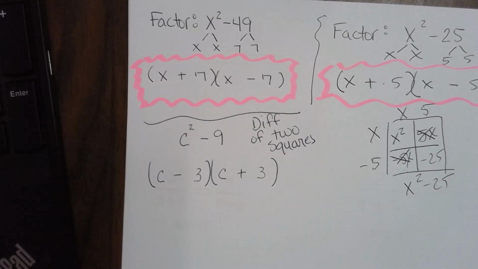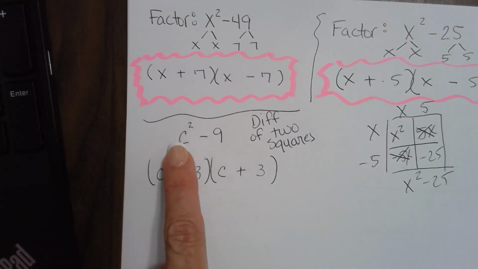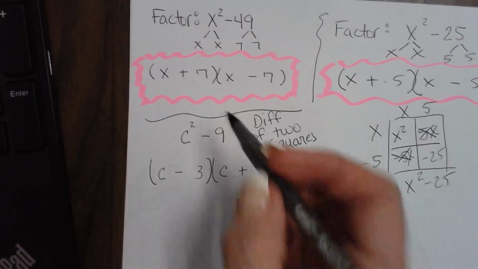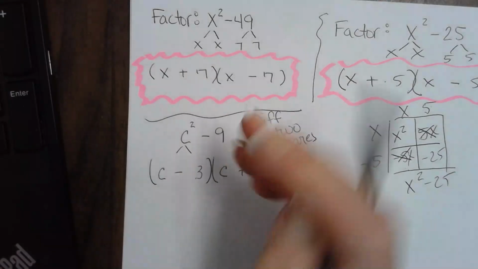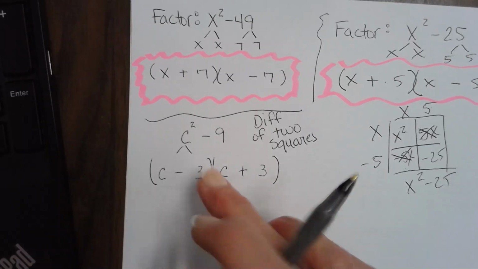Now, y'all, this is what you've got to have in order to factor this. You have to have a difference, got to be a minus sign. You have to have two terms, and both of them have to be perfect squares. Okay, what are perfect squares? It's squares that can be broken down into factors that are exactly the same.